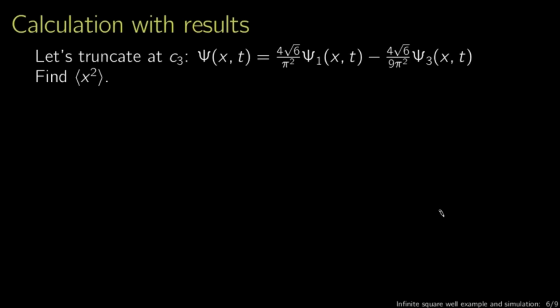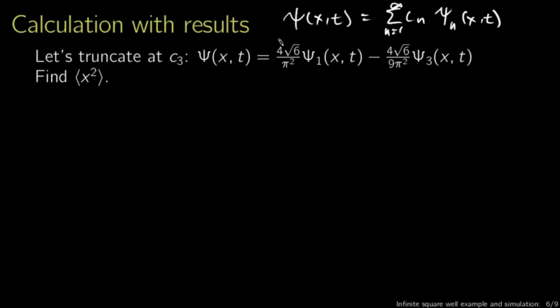Now, the actual form of the evaluated C sub n was not actually all that complicated. And if we truncate our sum, now this is expressing psi of x t, our wave function, as an infinite sum, n equals 1 to infinity, of C sub n psi sub n of x and t. If I truncate this sum at, say, n equals 3, I'll just have a term from psi 1 and psi 3. Recall back from the Sage results that the coefficient of psi 2, C sub 2, was equal to 0. So let's find the expectation of x squared.